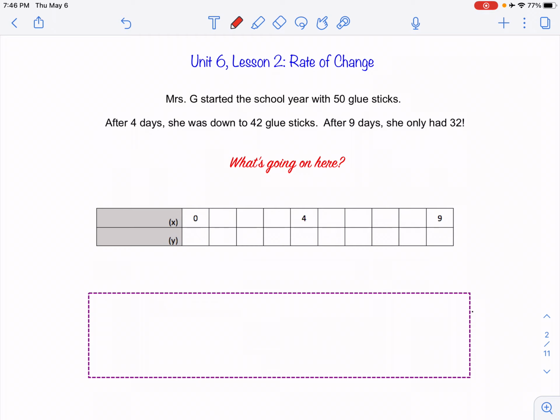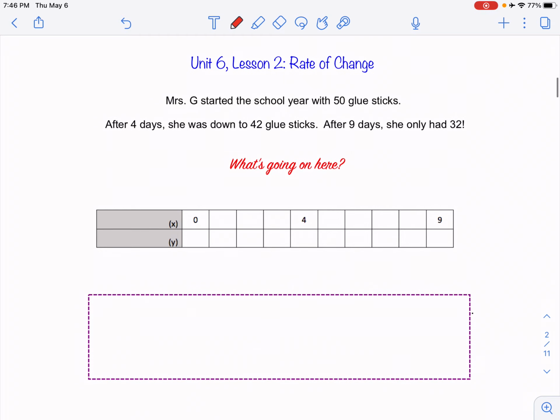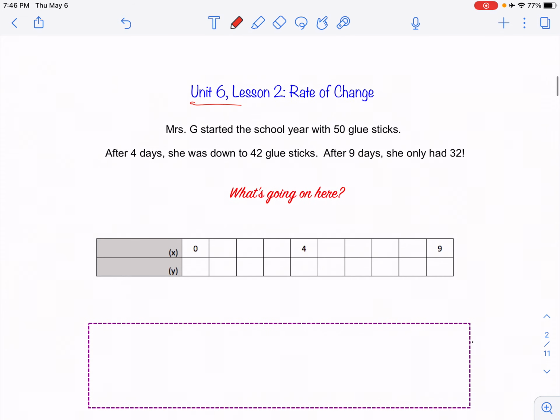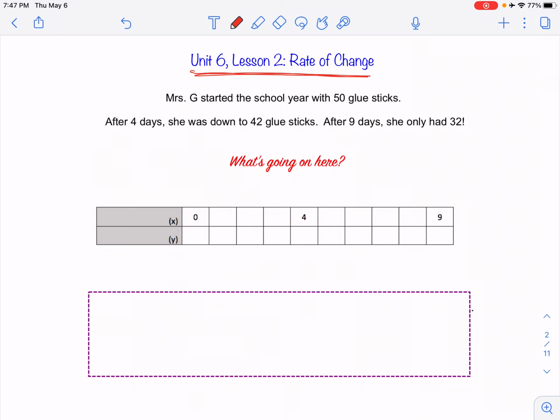Okay, so today's lesson is called Rate of Change. If you'd like to stop now and go ahead and write down the title, you can. This is lesson 2, Rate of Change. And if you want to write down the story, you will definitely have to write down the chart. So if you want to copy that down, you can. Get a little bit of this in your notes now.